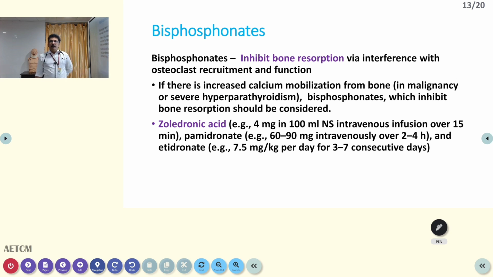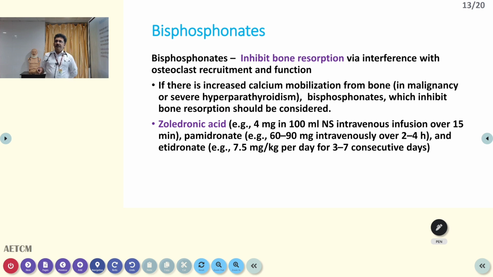Next drug is bisphosphonates, like zoledronic acid, that inhibits bone resorption. So that can reduce the release of calcium from the bones. If there is an increased calcium mobilization from the bone, especially in malignancy or severe hyperparathyroidism, bisphosphonates can inhibit bone resorption by an interference with osteoclast recruitment and their function.